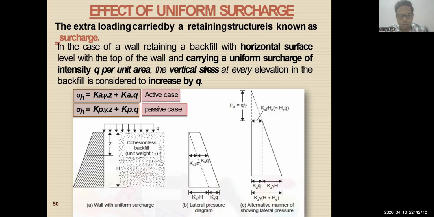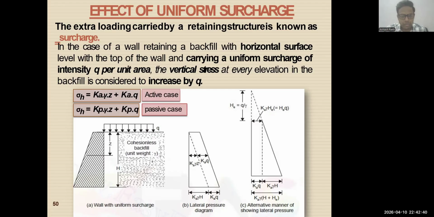In the case of a wall retaining a backfill with a horizontal surface level with the top of the wall and carrying a uniform surcharge of intensity q per unit area, the vertical stress at every elevation in the backfill is considered to be increased by q. So sigma h equals Ka gamma z plus Ka q in the active condition, and sigma h equals Kp gamma z plus Kp q in the passive case.